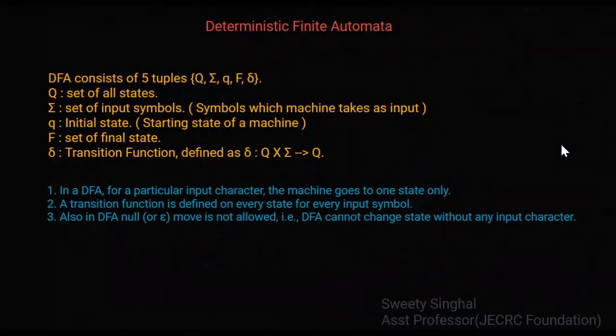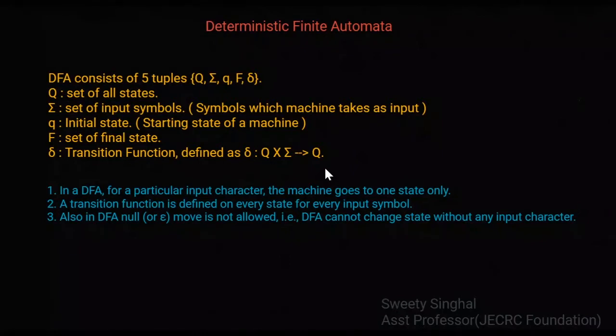First of all, a DFA consists of 5 tuples. As you can see here on my screen, the 5 tuples are Q, sigma, small q, capital F and delta. Capital Q is the set of all states. Sigma is the set of input symbols. Small q represents the initial state or starting state of the machine. F represents the set of final states, and delta represents the transition function. It is also defined as Q cross sigma, that will be a transition function.